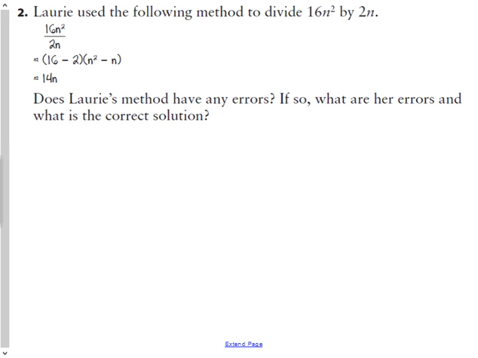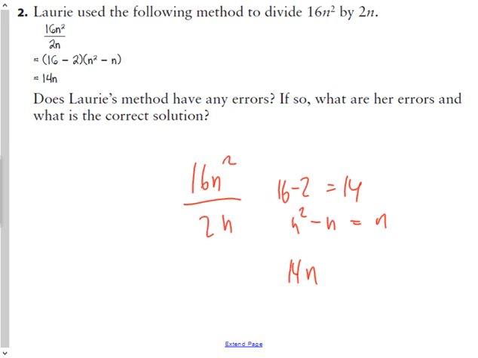In question 2, it says Lori used the following method to divide 16n squared by 2n. She wrote down 16n squared divided by 2n, and then she said, well, 16 take away 2 is 14, and n squared take away n equals n, so therefore it must be 14n. Well, first of all, Lori has a lot of learning to do, because both of those steps are incorrect ways to tackle this question.